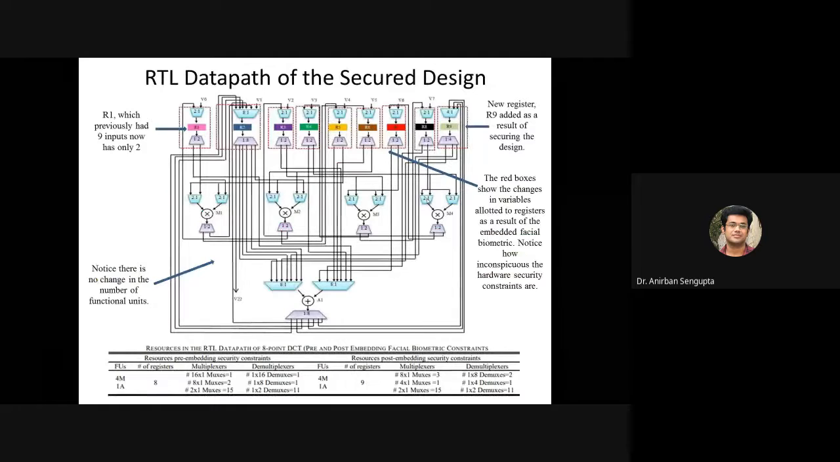And once we have the new scheduled data flow graph, we can convert that into an RTL data path of the corresponding application as shown here. So these red boxes show the changes in the variables allotted to the registers as a result of the embedded facial biometric. And it's very hard to detect from an attacker's perspective where the facial biometric is.